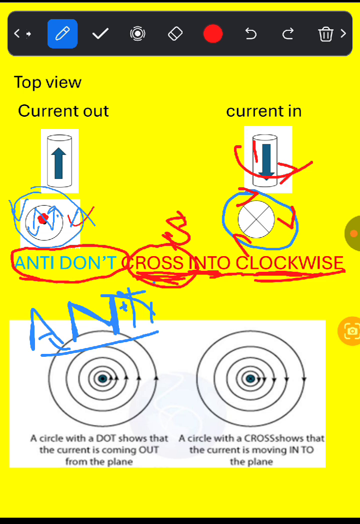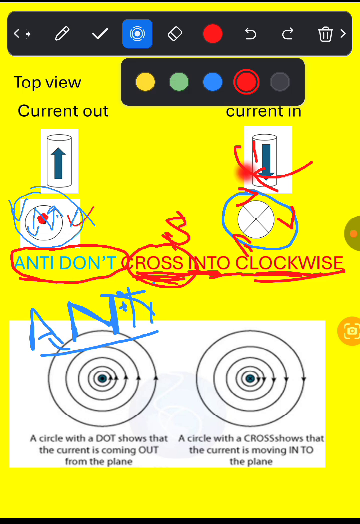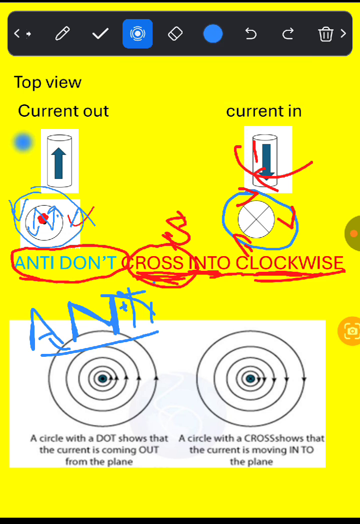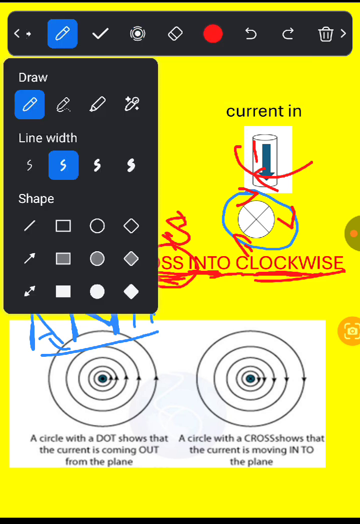So here magnetic field lines are going this way, and that is on the front. Sorry, they're not going that way. In front, going like this. This is the front part. Right. And then here, magnetic field lines are going this way.